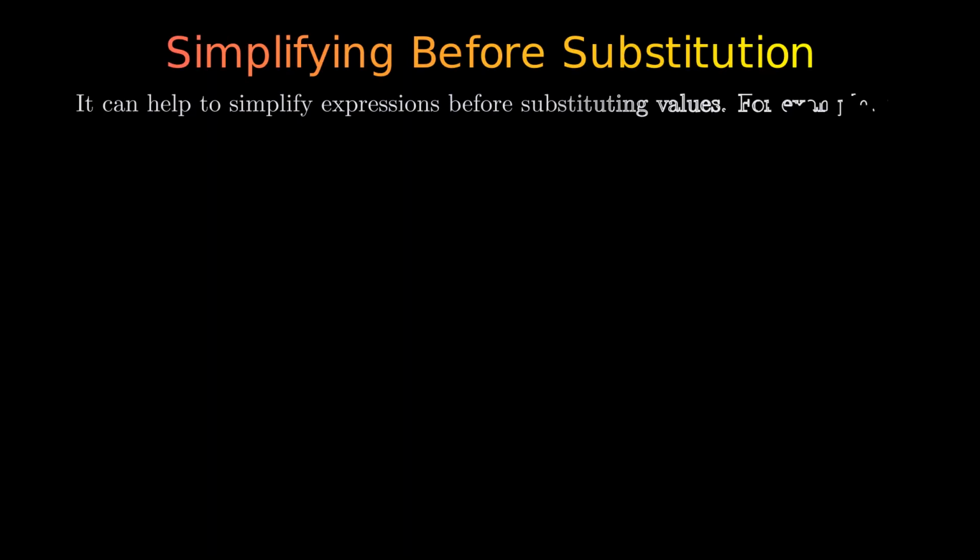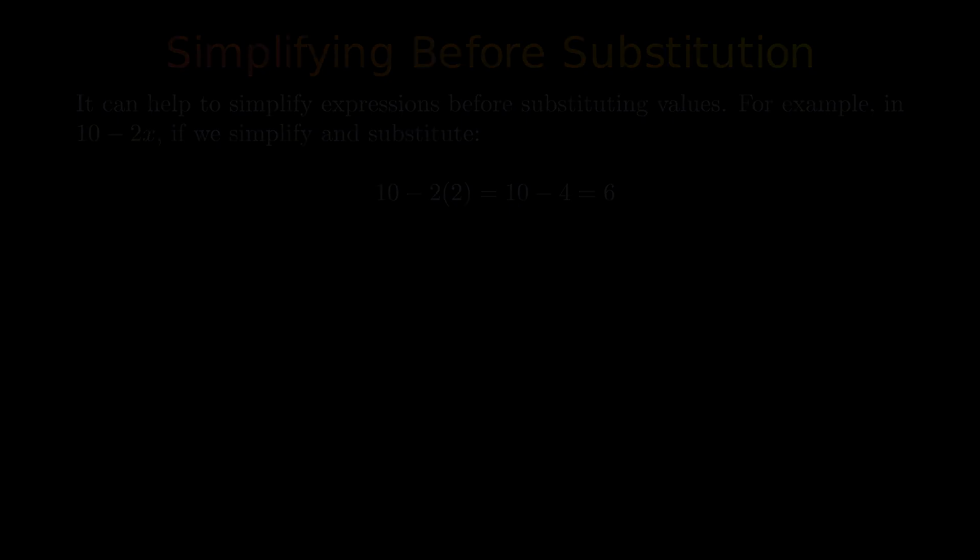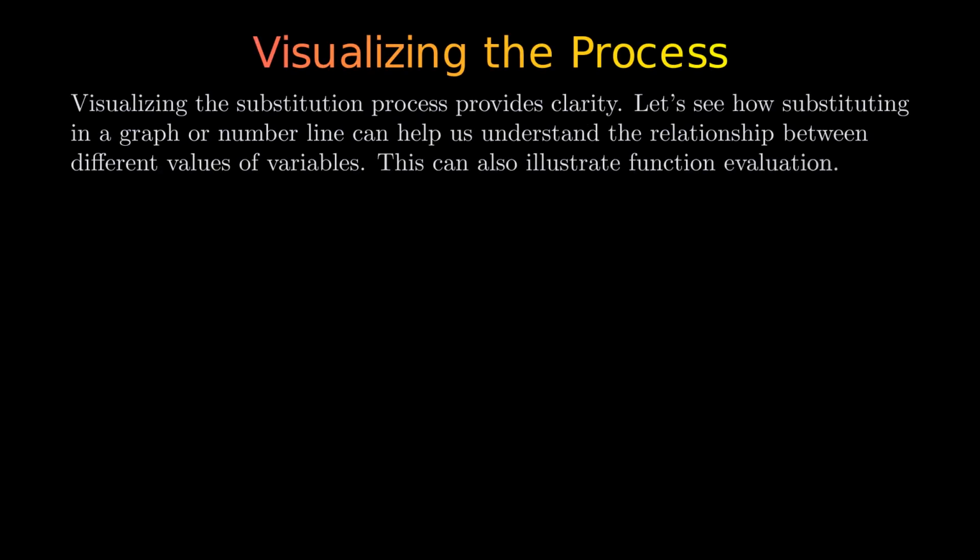It can help to simplify expressions before substituting values. For example, in 10 minus 2x, if we simplify and substitute, 10 minus 2 times 2 equals 10 minus 4 equals 6. Visualizing the substitution process provides clarity. Let's see how substituting in a graph or number line can help us understand the relationship between different values of variables. This can also illustrate function evaluation.